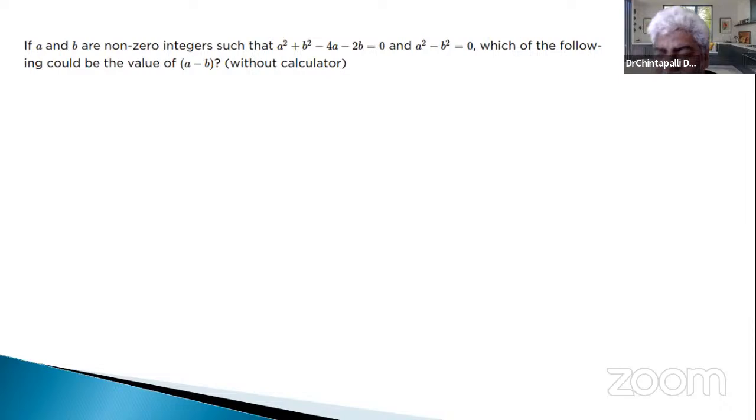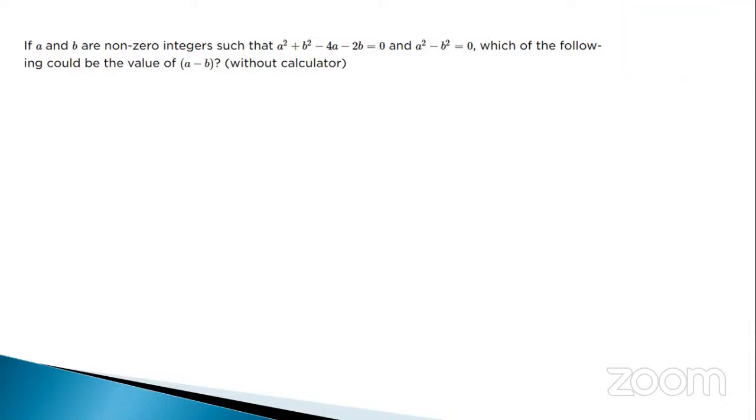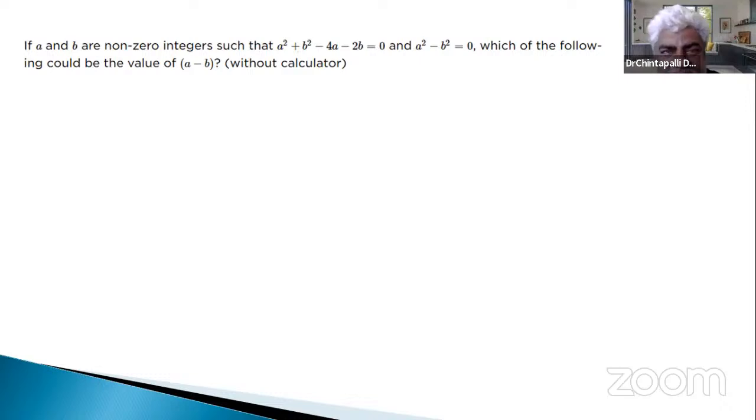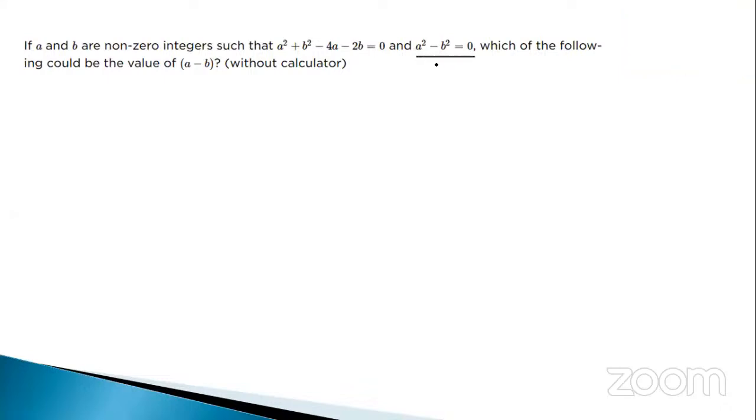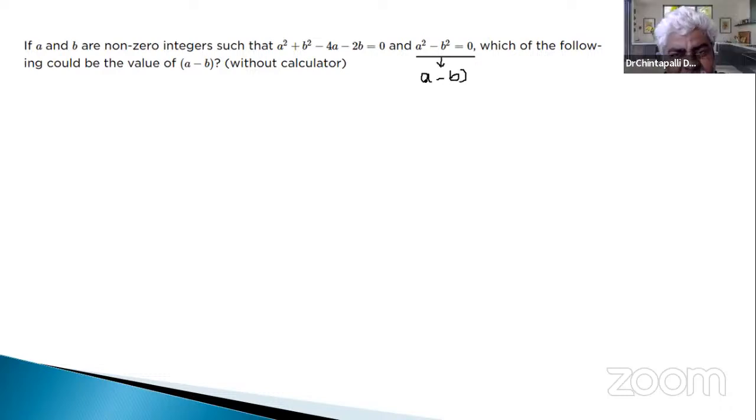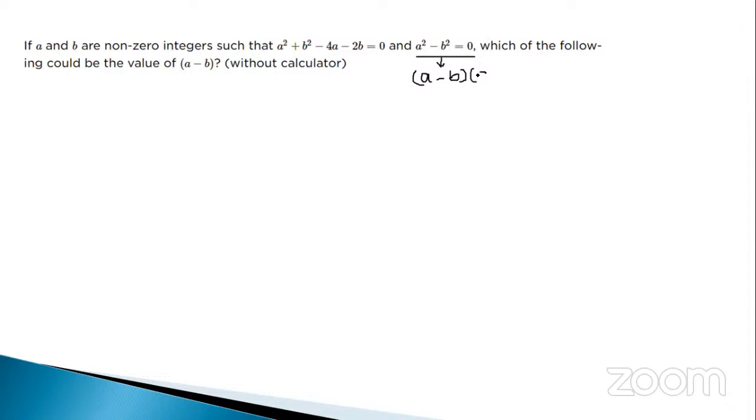Tell your idea. A square minus b square equals 0, so a minus b times a plus b. That's a good idea. Start with the second statement: a square minus b square is equal to 0, right? So a minus b times a plus b equals 0. A minus b equals 0.